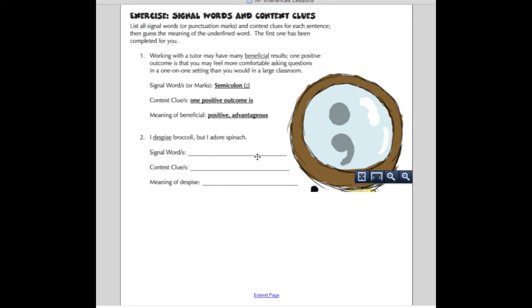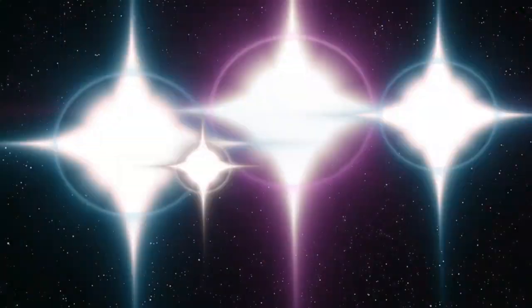So let's look at this next one that you're going to do on your own and then complete the rest of the worksheet. I despise broccoli, but I adore spinach. So what are the signal words or signal marks that are used here? What context clues? And then what is the meaning of despise, do you think? You're going to complete this whole worksheet and raise your hand and have it checked when you're finished.